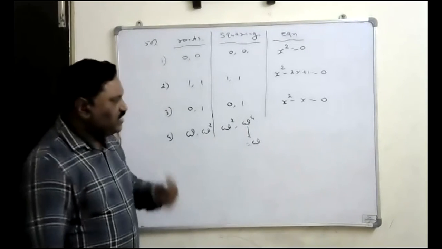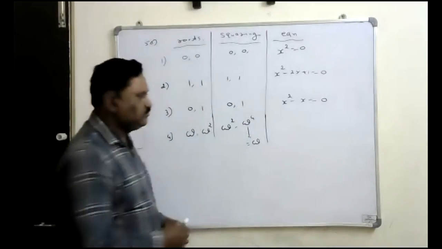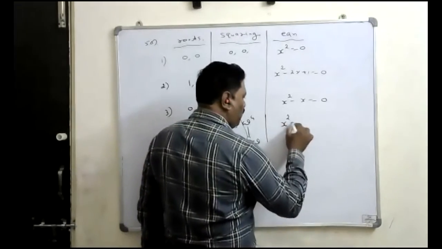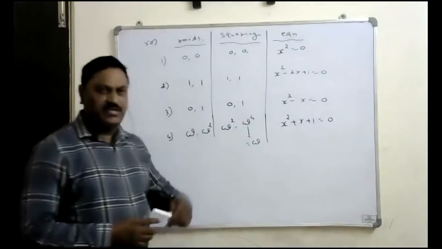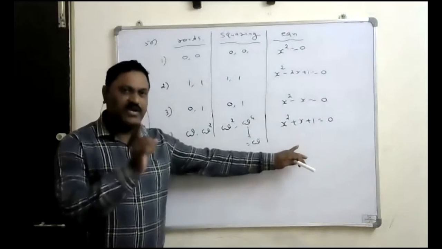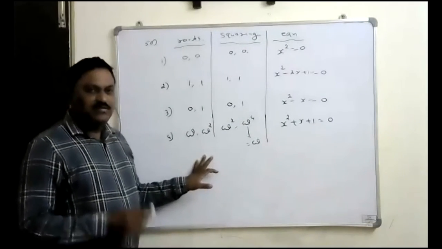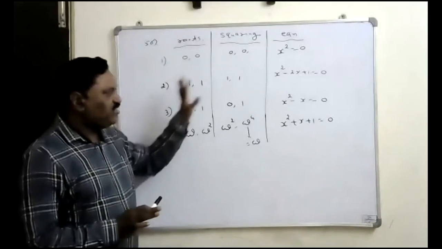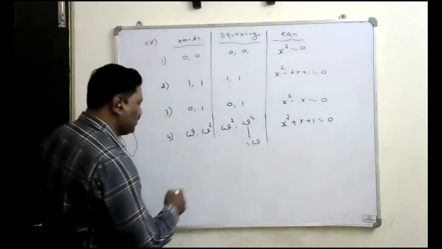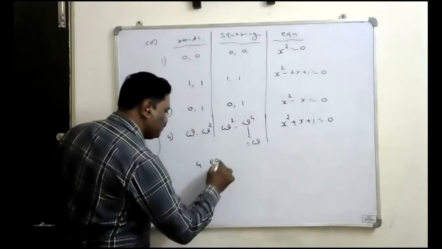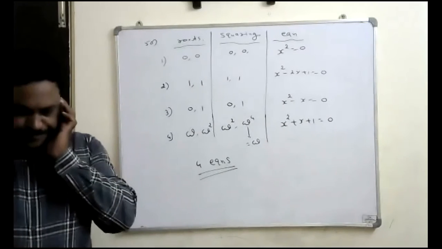Yes. Then tell me, what is the equation whose roots are omega and omega square? x square plus x plus 1 is equal to 0. This is the equation whose roots are omega and omega square. You have to remember this. Okay. So these are the four equations. Even though if you square their roots, that equation is not going to change. That's why there will be four such equations. Four equations are possible. Check that.